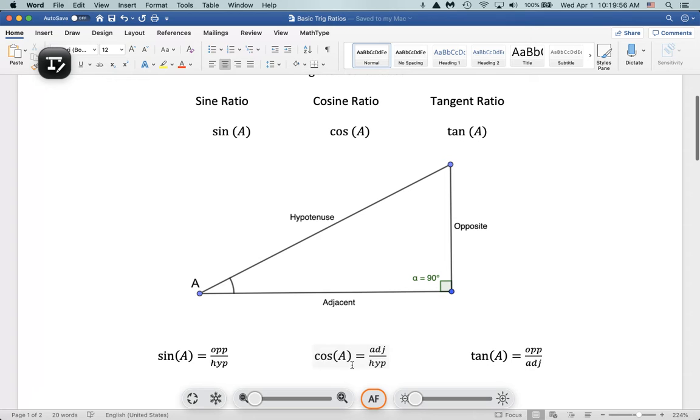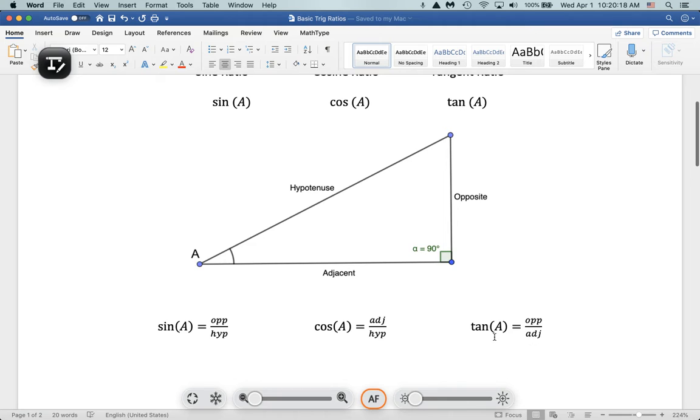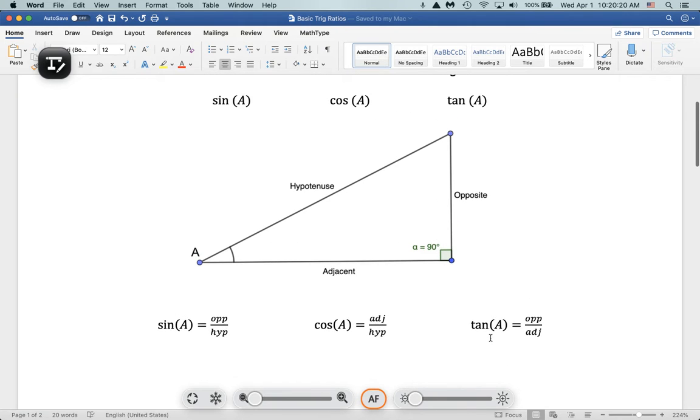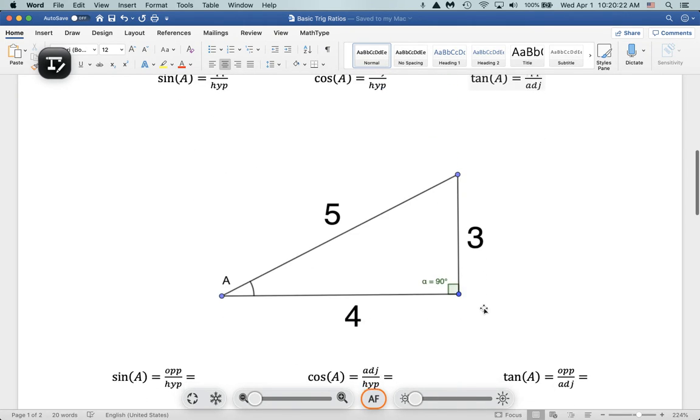The cosine is the ratio of the length of the adjacent side with respect to the hypotenuse, or over the hypotenuse. So the cosine is the adjacent divided by the hypotenuse. The tangent is the ratio of the opposite side divided by the adjacent, or the length of the opposite divided by the length of the adjacent. Like I said, this will make more sense with numbers, so let's look at one with numbers.